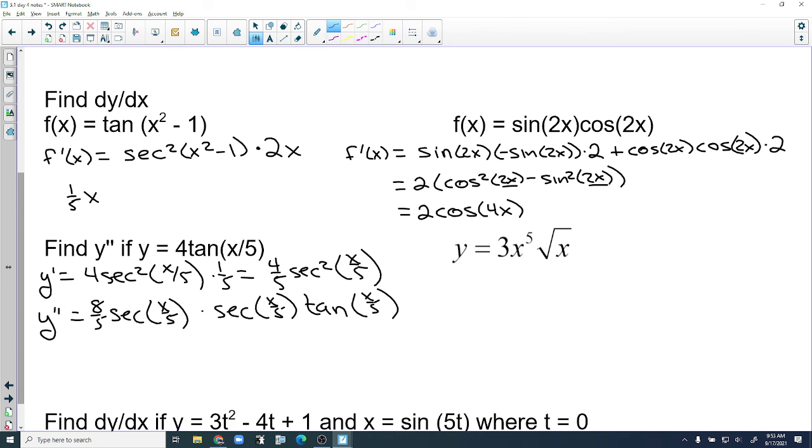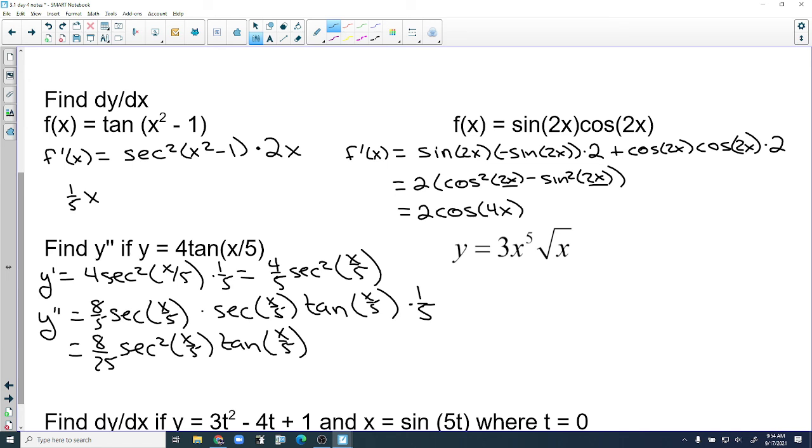So secant of x over 5, tangent of x over 5, that's the derivative of secant. And then finally, the derivative of the innermost is 1/5. So we can clean this up a little bit. 8 over 25, secant squared of x over 5, tangent of x over 5. Okay. Any questions on this one?